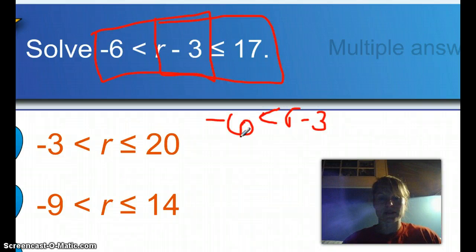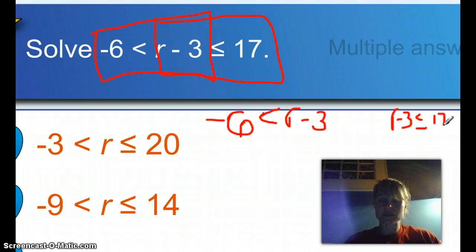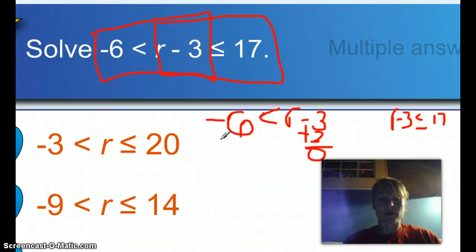I know this writing is terrible and I apologize. Then we're going to take my r minus 3 and make it less than or equal to 17. And so we solve them separately. These two are sharing the middle. So we just solve it like a regular problem. We add 3 here, so that's 0. And then we add 3 here, and that gives you negative 3.